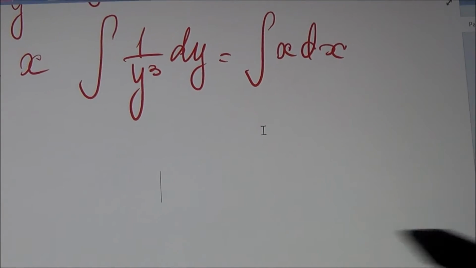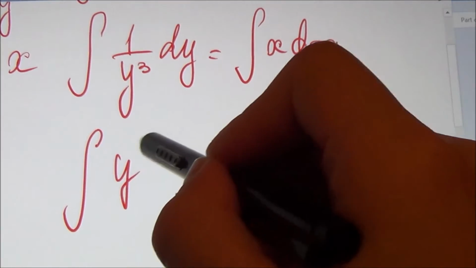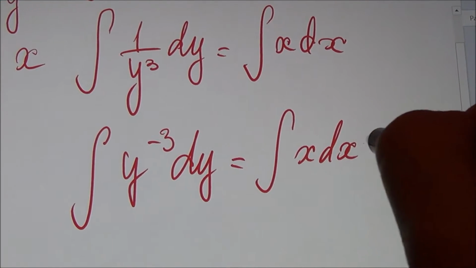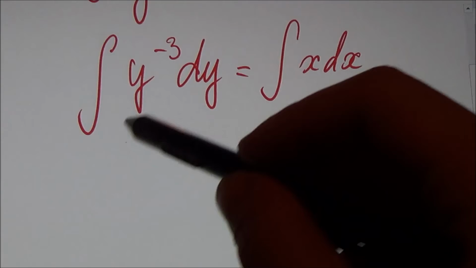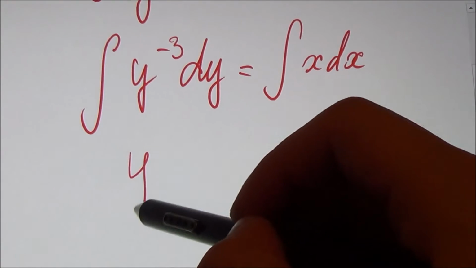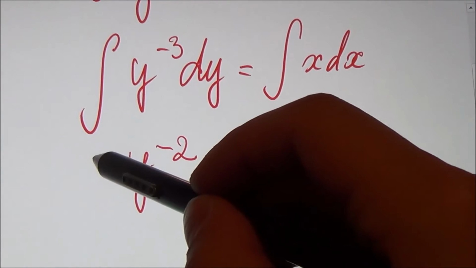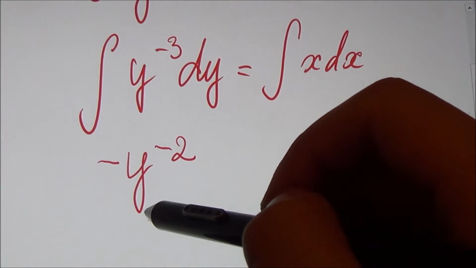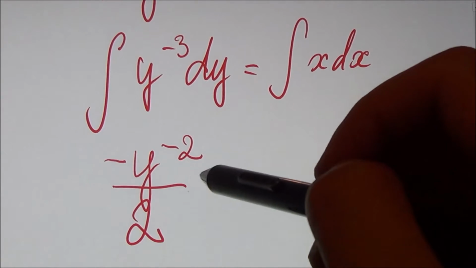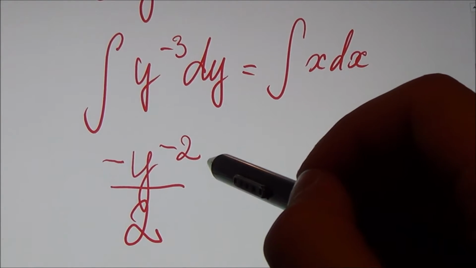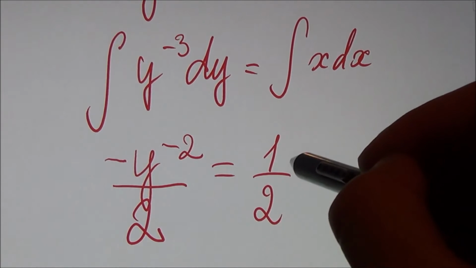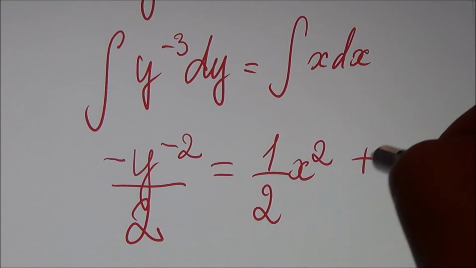So 1 over y to the third can be rewritten as y to the negative 3 dy. It will still be equal to the integral of x dx. And then the integral of y to the negative third is going to be y to the negative 2, and a negative up front to make it positive, and divided by 2. And then the integral of x is going to be 1/2 x squared, and we add c.